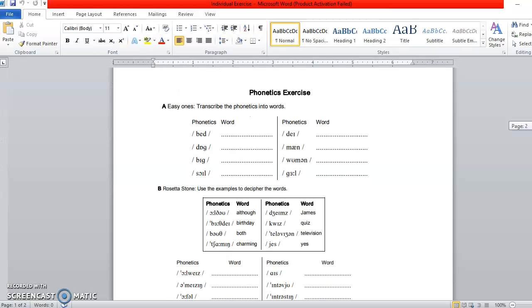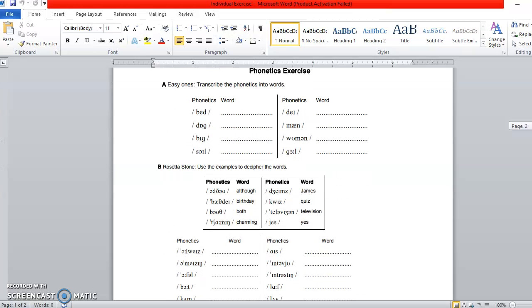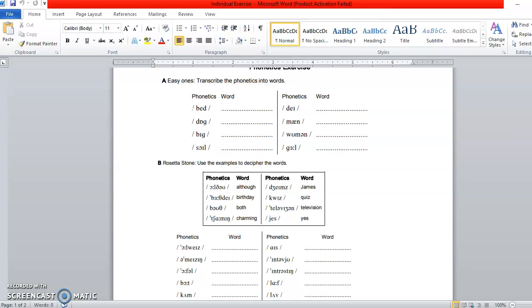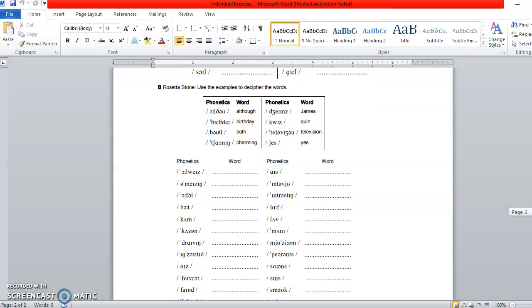And then the next exercise for you is a phonetic exercise as well. All right, there is A and B. For A, these are also phonetic symbols. You just need to type the exact word. For example, here, this is B-E-D, bed. Of course, the answer is bed. So you write here B-E-D, right down here until the last one. B is the same, but it's much longer, okay?